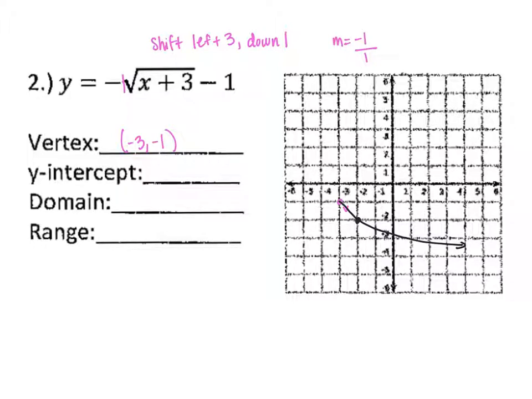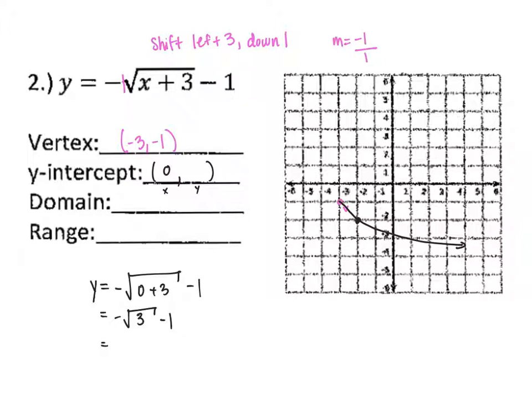Okay, y-intercept here. If we were to calculate the y-intercept, we got to plug in 0 for x and find our y. So negative square root of 0 plus 3, minus 1. Well, on the inside here, I have a square root of 3, and it's a positive, so now I can take the square root of 3. But I'm not sure what the square root of 3 is, so I'm going to need my calculator. In the calculator, I'm going to punch in, okay, what is the square root of 3? And it looks like it gives me a decimal number.